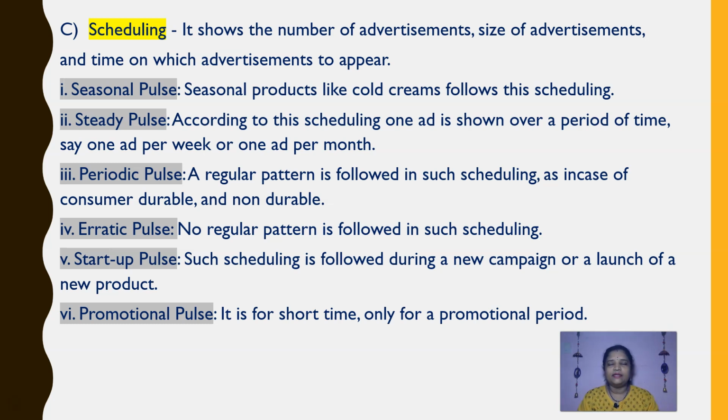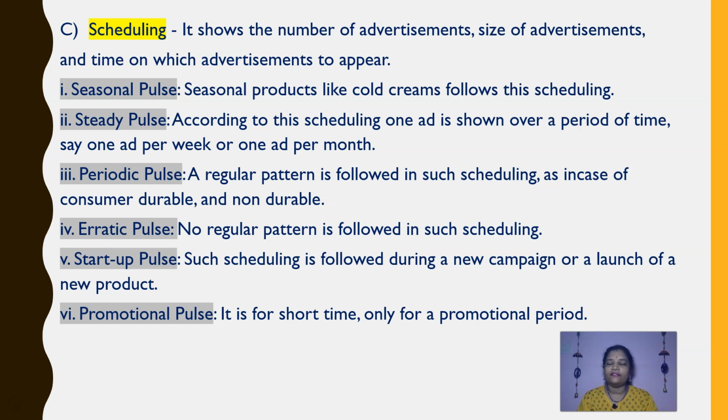Then erratic pulse is one where no pattern is followed. Whatever funds they have, they want to deploy for the promotion. Then startup. Such scheduling is followed during a new campaign or the launch of a new product. In recent times, you might have noticed that brands like White Hat Junior have picked up very well, and it's a new startup, so they want to promote a lot. They are not leaving any stone unturned. They are advertising on TV, on social media, on Instagram, on Facebook, in newspapers, in your emails, messages, everywhere possible you have advertisements like that.